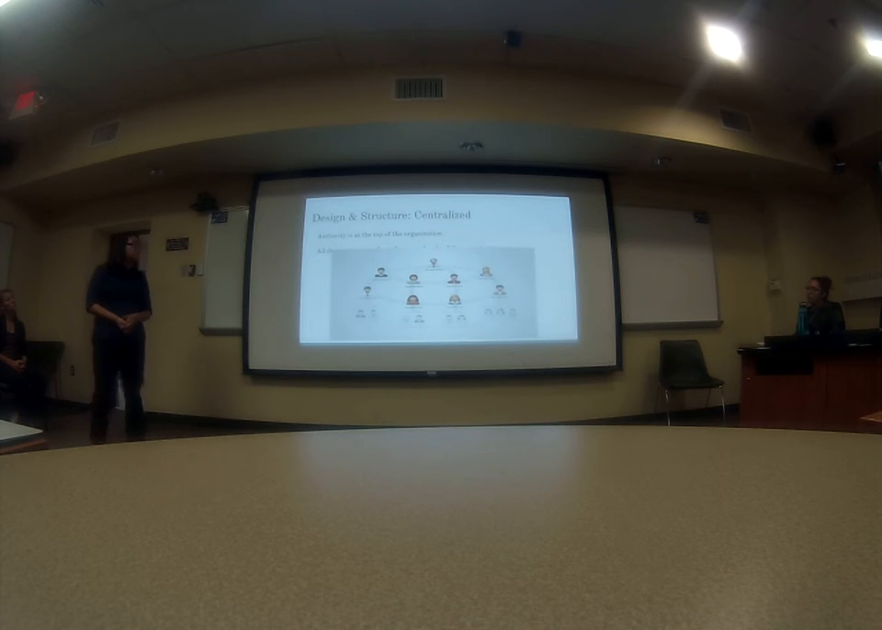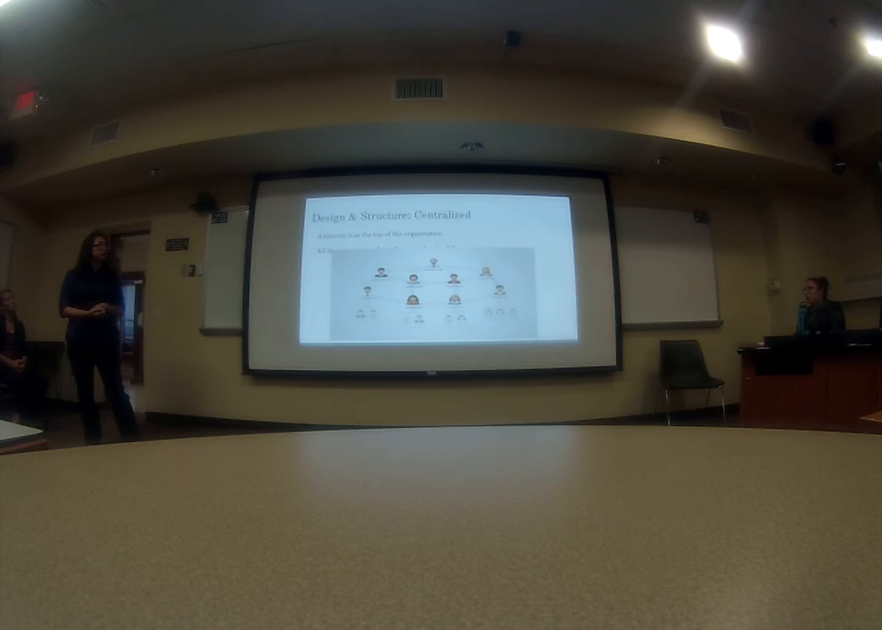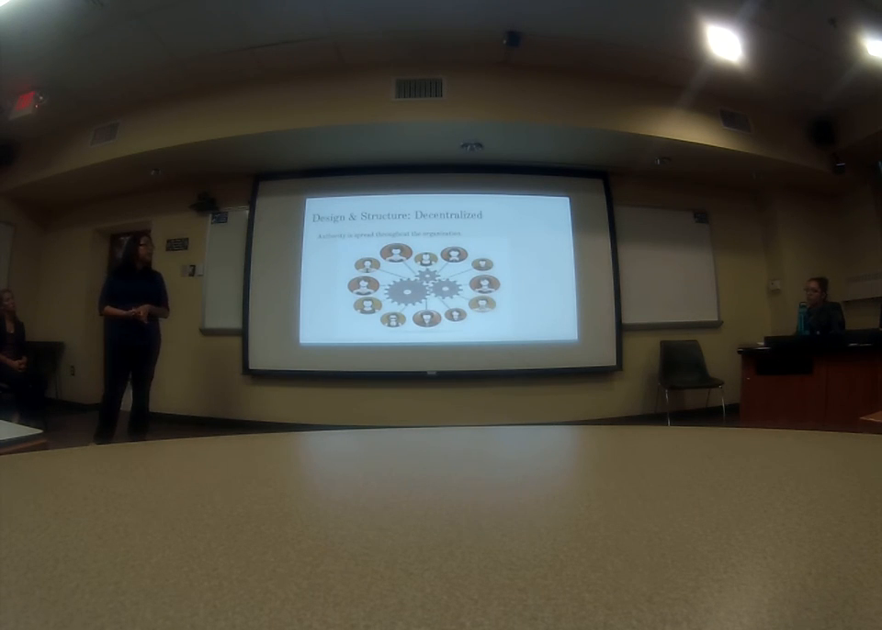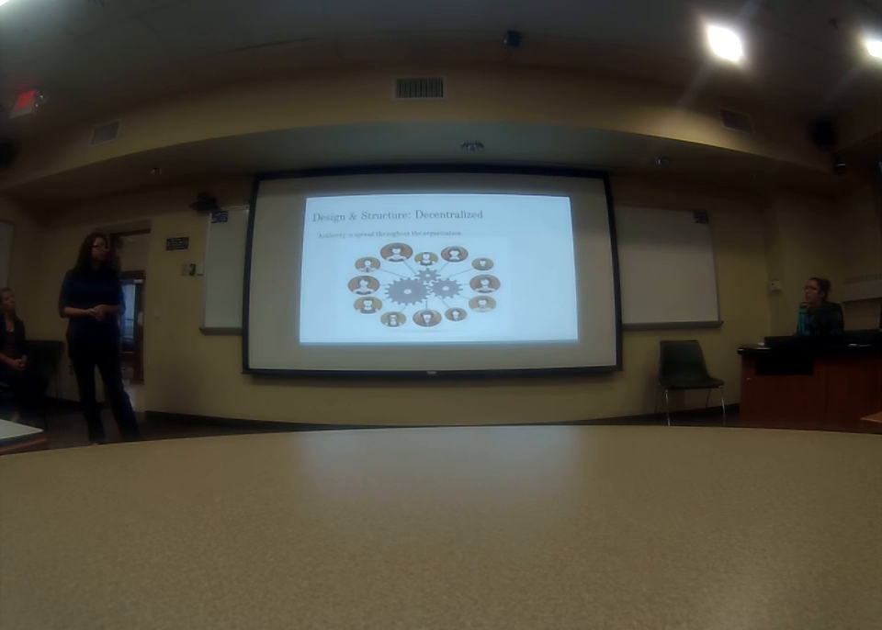The first one is centralized. Basically, all the decisions are made at the top, whatever the higher up people decide, it goes down to the lower end workers, and then they'll just follow the rules and regulations that they set. The second one is decentralized. Basically, the ideas and decisions are spread throughout the organization.